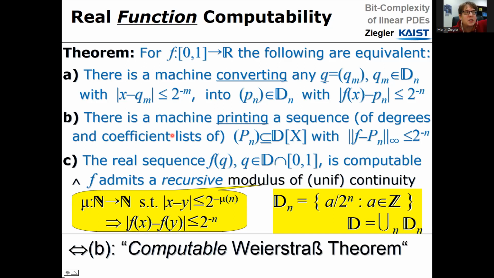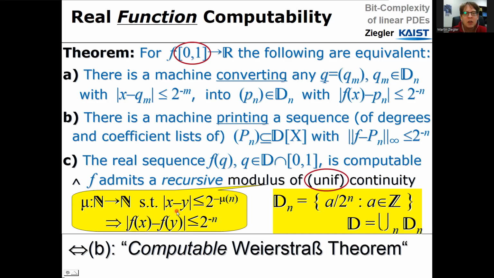I'm not going to prove that. It's sometimes called the computable Weierstrass theorem. But some consequences of that say that, observe, we have to focus here on functions with compact domain, because only such functions have a uniform modulus of continuity, which does not depend on x.